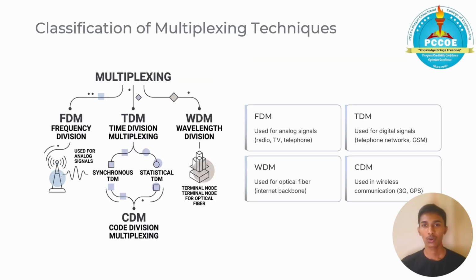There are mainly four types of multiplexing techniques. First, FDM, which stands for frequency division multiplexing, used for analog signals. Second, TDM, time division multiplexing, used for digital signals. Third, WDM, wavelength division multiplexing, used in optical fiber communication. And fourth, CDM, code division multiplexing, used in wireless systems like 3G and GPS. Each of these divides the channel in a different way. Let me explain each one in detail.